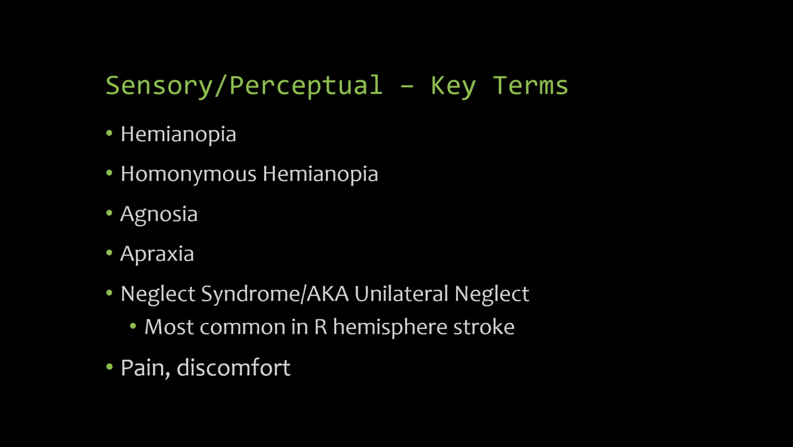Hemianopia, and I'm probably obliterating the way I say it. This is basically a visual disturbance or blindness in the visual field, over half of it. Homonymous, remember, is the same. You're going to see that on both sides of the eye, so it'll affect both of them. Agnosia, this is the inability to interpret sensation and recognize things, and you may remember that from talking about Alzheimer's. Apraxia, the client's not going to be able to perform purposeful motor actions. Also neglect syndrome. It's also known as unilateral neglect. It's most common in right hemisphere strokes. And then there is pain and discomfort, and this can be acute, numbness, having strange sensations.